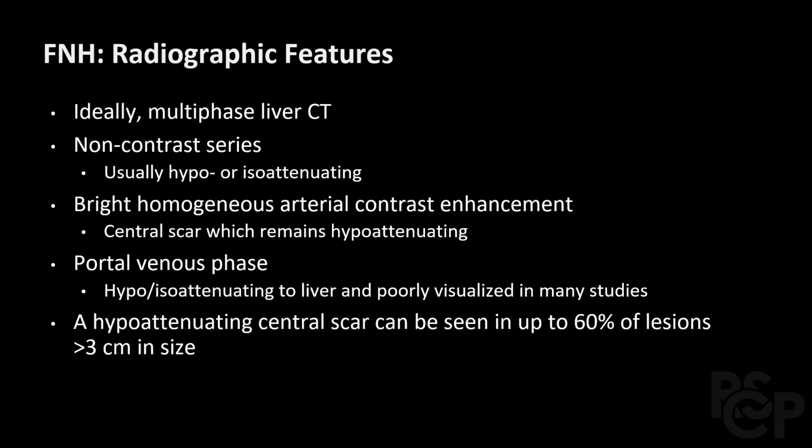On a non-contrast series, they are usually hypo or iso-attenuating. They demonstrate bright homogeneous arterial contrast enhancement. The central scar, however, remains hypo-attenuating. During the portal venous phase, they demonstrate hypo or iso-attenuation to the liver and are poorly visualized in many studies.